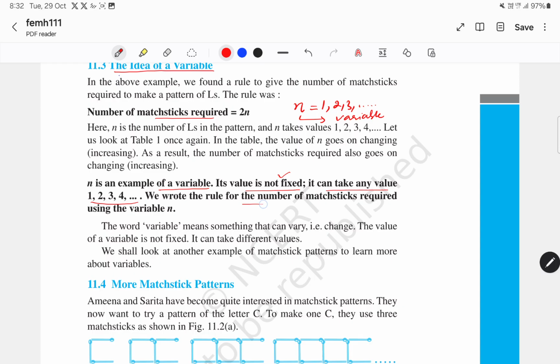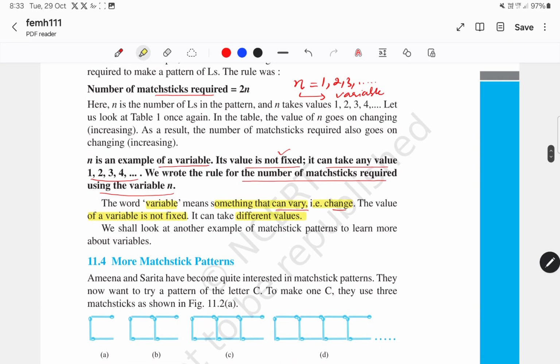We wrote the rule for the number of matchsticks required using the variable n. The word variable means something that can vary or change. Now here n is a variable. What is a variable? A variable is something that can vary or change. The value of a variable is not fixed. It has different values. It can take different values.